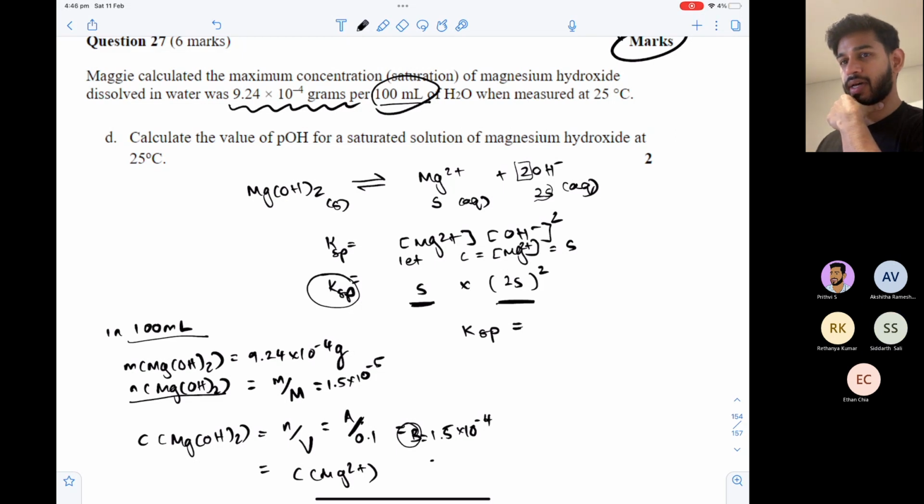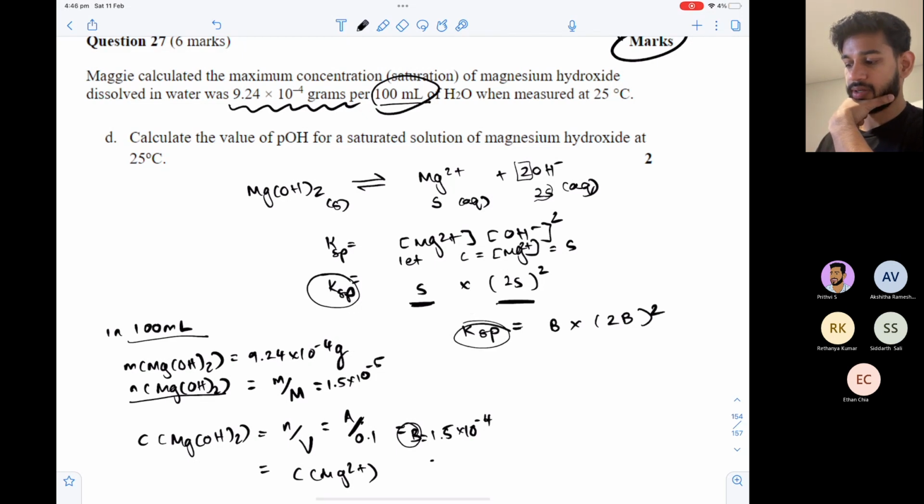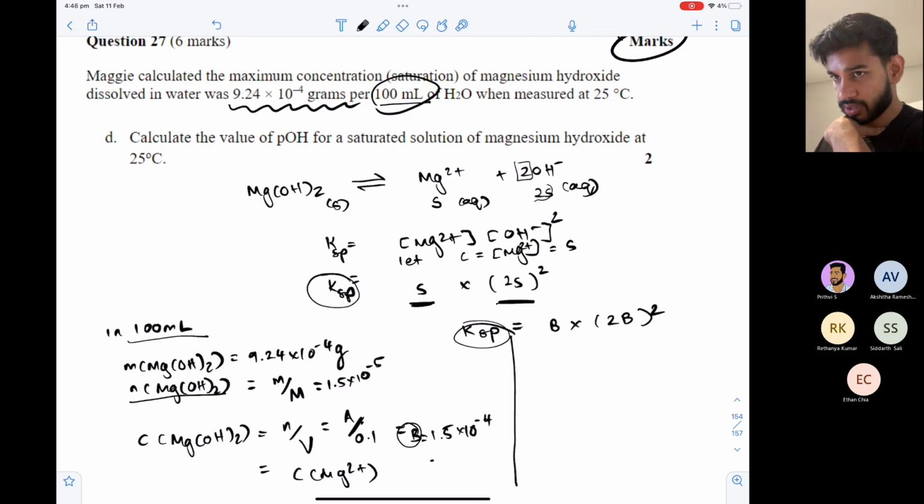No. If you think about this, guys, when you sub this in, you're going to get KSP is equal to B times 2B squared, which is great, and you'll find KSP. But the question didn't ask you to find KSP. It asked you to find hydroxide ion concentration and POH. So now all you need to know is what's the concentration of hydroxide ions? What does that equal to?